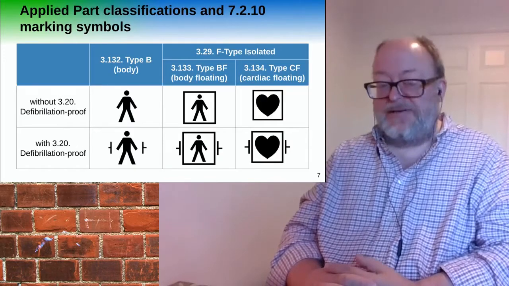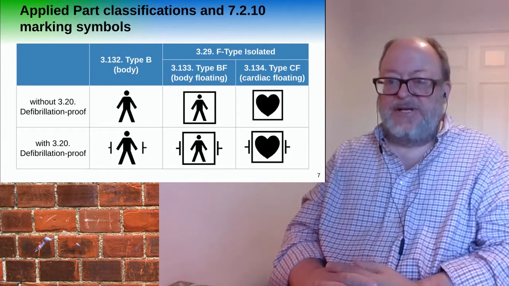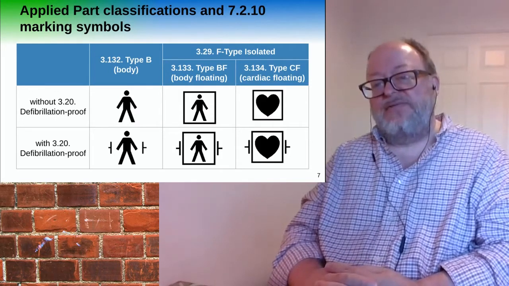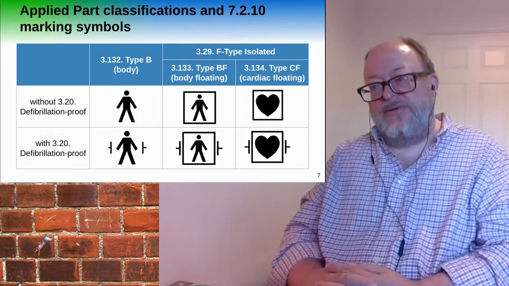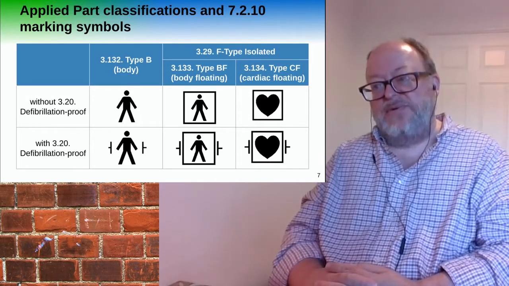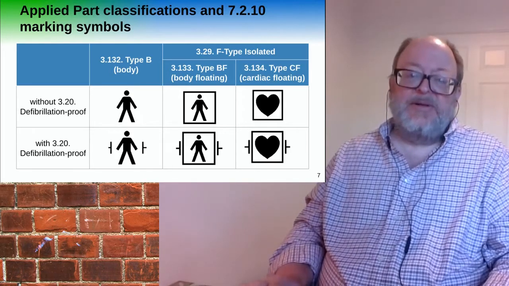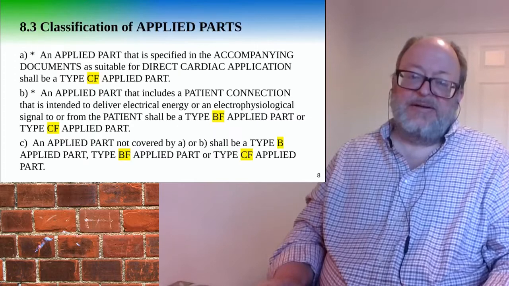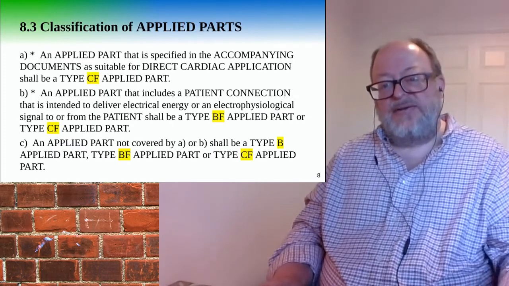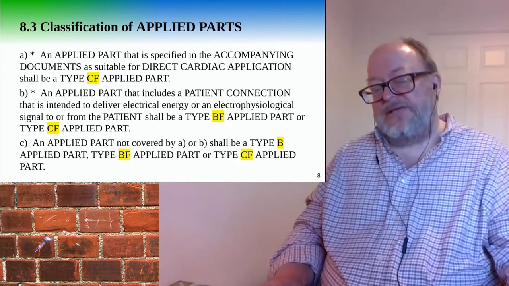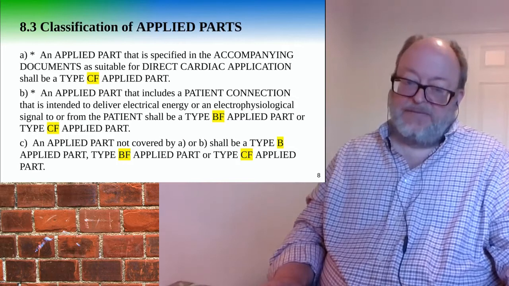Applied parts get classified. There's a B, body contact. There's BF, body floating. And then there's cardiac floating, the heart in a box. And then any of those could be with defib proof, the two paddles there. 8.3 is where we find classification constraints. So 8.3a talks about direct cardiac applications. And if we had that, we'd have to be CF.